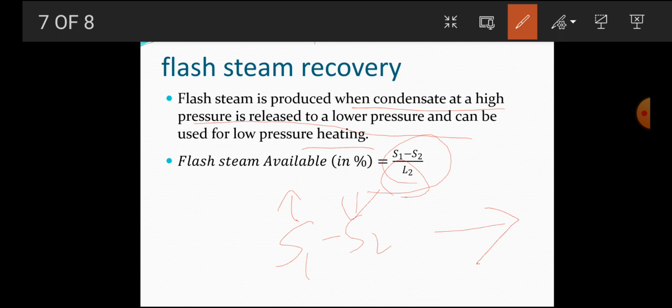Generally the simplest method of using flash steam is to flash from equipment at a high pressure to equipment at a low pressure, thereby augmenting steam supply to the low pressure equipment. So from high pressure to low pressure directly we can inject. So this is how we can use the flash steam.